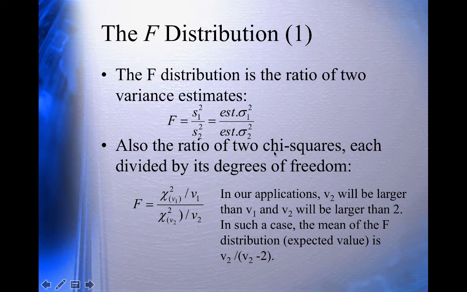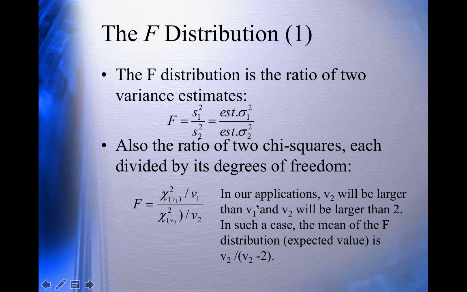The F distribution is also, and from a theoretical standpoint this is probably closer to the truth, the ratio of two chi-squares, each divided by its degrees of freedom. Here we've got chi-square with degrees of freedom 1 divided by degrees of freedom 1. Here we've got chi-square with degrees of freedom 2 divided by degrees of freedom 2. So this is a sum of squares divided by degrees of freedom. That's a variance, or a variance estimate.